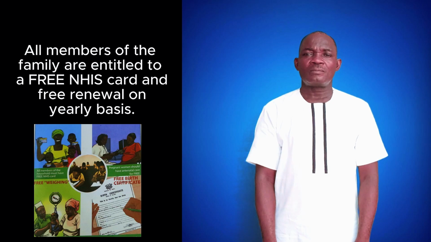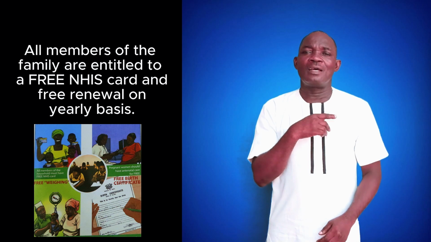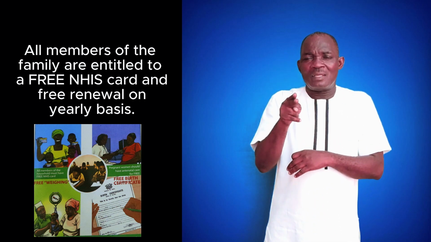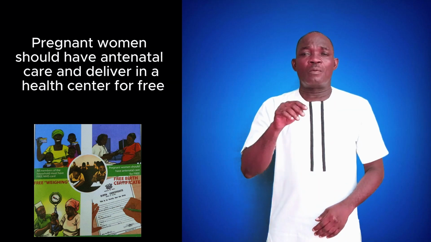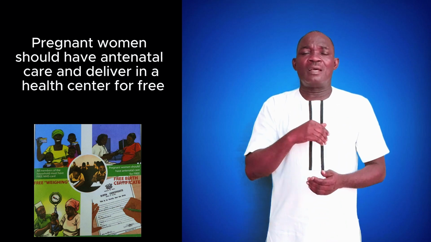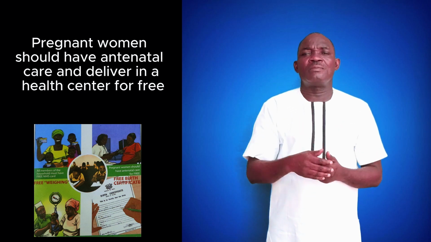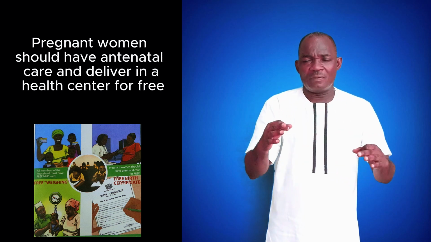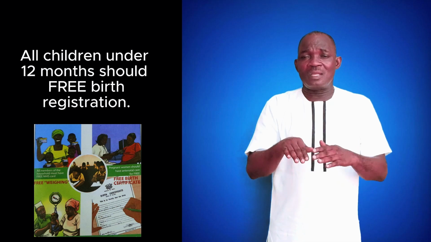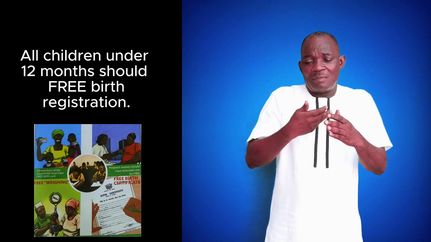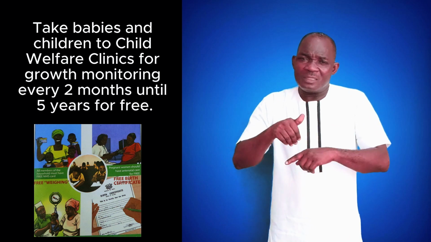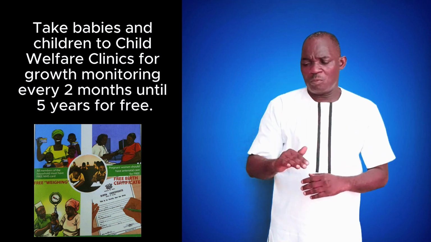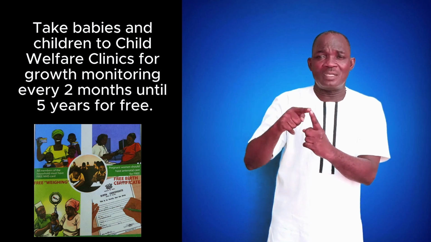Other available services. All members of the family are entitled to a free NHIS card and free renewal on yearly basis. Pregnant women should have antenatal care and deliver in a health center for free. All children under 12 months should have free birth registration. Take babies and children to child welfare clinics for growth monitoring every 2 months until 5 years for free.